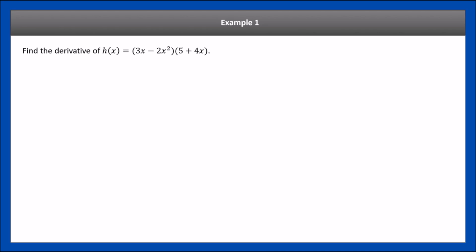So now we're going to go ahead and use it. So let's find the derivative of the following function. So here we got a product, 3x minus 2x squared times 5 plus 4x. So again, since it's a product, we can use the product rule. So we're going to take the derivative of the first part and then take the derivative of the second part after, right? So that's this part right here. And then add them together.